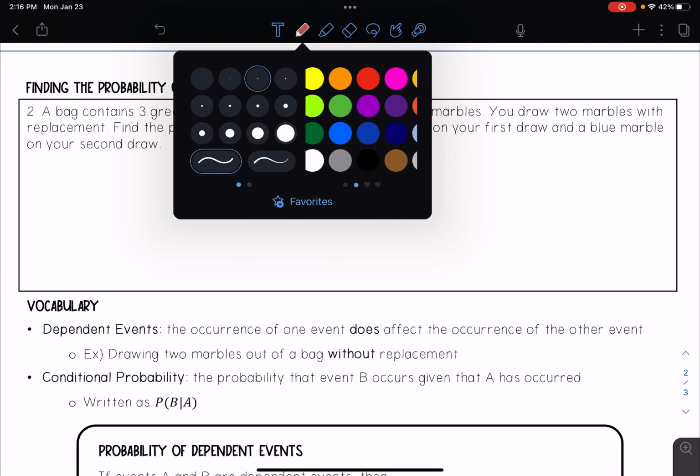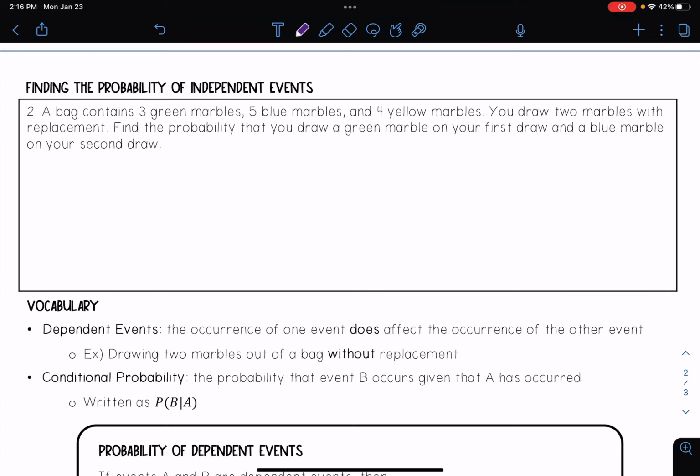Okay, let's look at one more. So here it says a bag contains 3 green marbles, 5 blue marbles, and 4 yellow marbles. You draw 2 marbles with replacement. Find the probability that you draw a green marble on your first draw and a blue marble on your second draw. So I'm first going to label my events A and B, and I'm going to have A be a green marble first draw. And then I'm going to let event B be second draw blue marble.